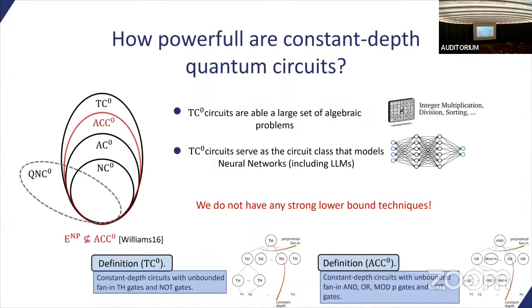And to insist on the hardness of finding lower bounds for circuit classes, there was a breakthrough result in 2016 by Ryan Williams, who showed that ACC, so classical constant depth circuits with AND, OR and arbitrary mod gates, which is not more powerful than TC0, cannot solve problems in exponential time Turing machines with NP oracles. So it seems like a trivial statement, but even proving this was a breakthrough.